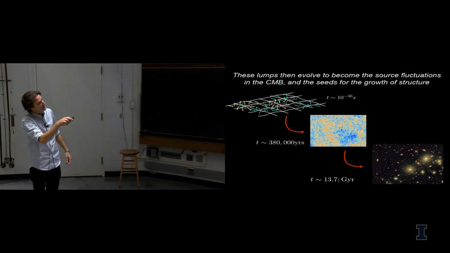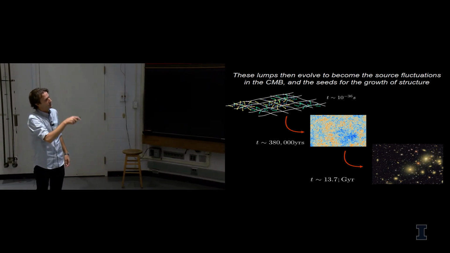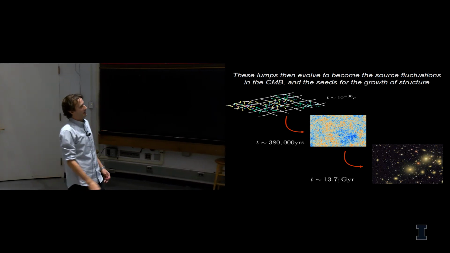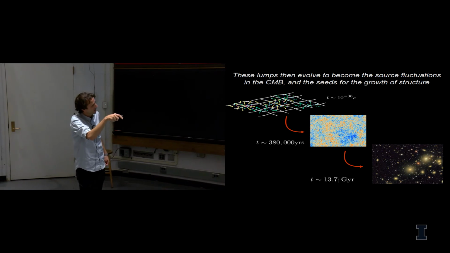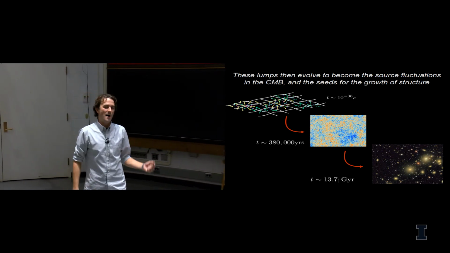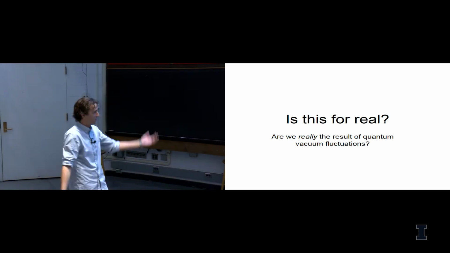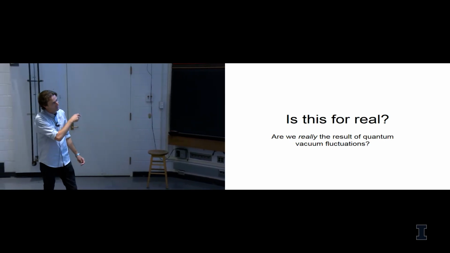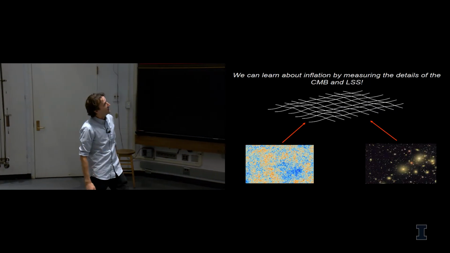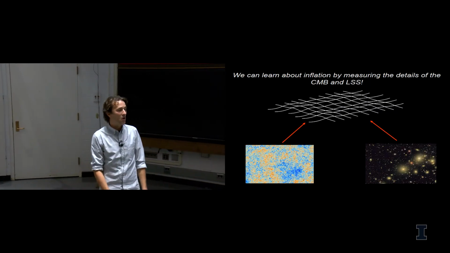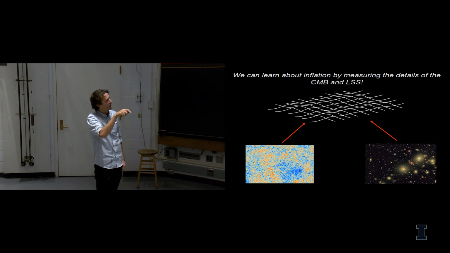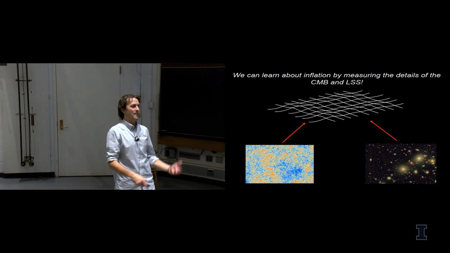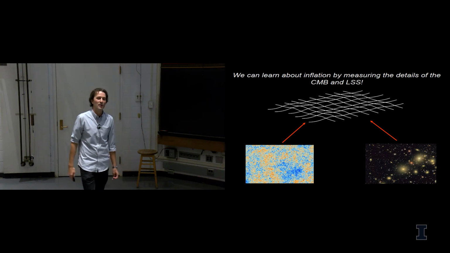Okay, so basically these lumps, as I mentioned, evolve to form the CMB, and then 13 billion years later, large-scale structure. It turns out that all of the physics that takes us from here to here and here to here is actually quite simple, and we know it quite well. So is this for real? Are we really the result of these quantum fluctuations? We can actually learn about inflation, and we can test these ideas. Because we understand how to go forward, we can make measurements of large-scale structure and the microwave background and then see if it matches our predictions from inflation.